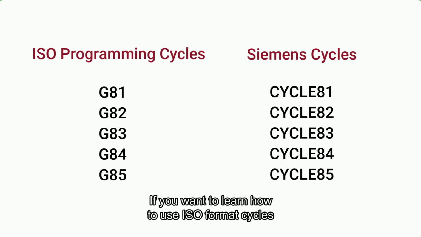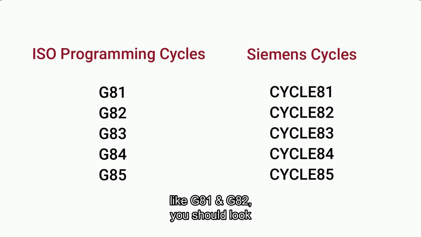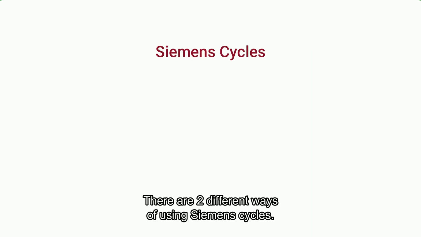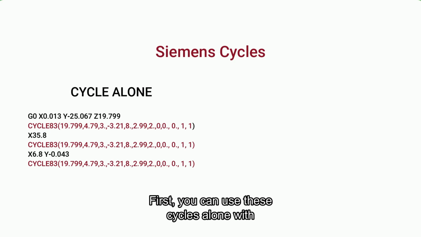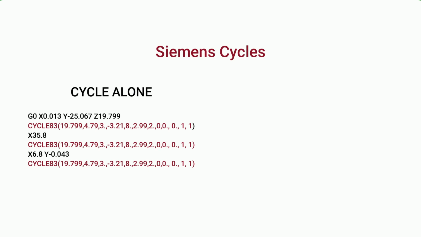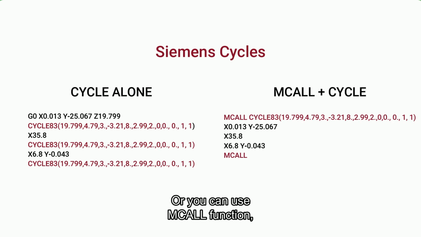If you want to learn how to use ISO format cycles, like G81 and G82, you should look at the related video instead. There are two different ways of using Siemens cycles. First, you can use these cycles alone, with each cycle line activating a new drilling cycle. Or you can use mcall function, together with cycle. When used together with mcall, this cycle becomes active until mcall is cancelled.